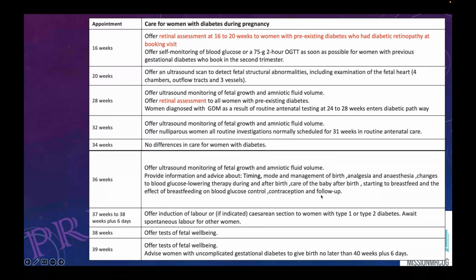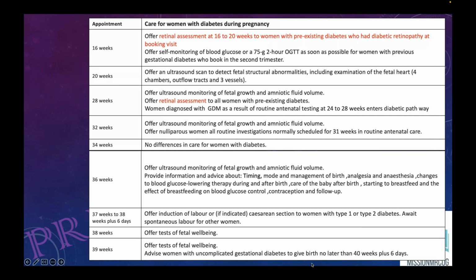Now, this will be the time where we want the patient to get delivered. So if the patient has got type 1 or type 2, we want them to deliver anywhere in between 37 to 39 weeks of pregnancy. And if the patient is not delivered, then the fetal well-being has to be assessed. GDM patient, we want them to deliver by 40 weeks plus 6 days, okay. So you will get a question from here. This is just the summary of the antenatal visits and how the tests are done.